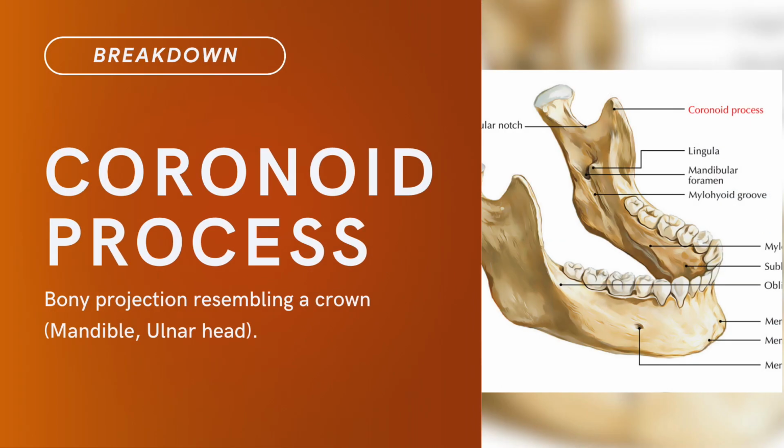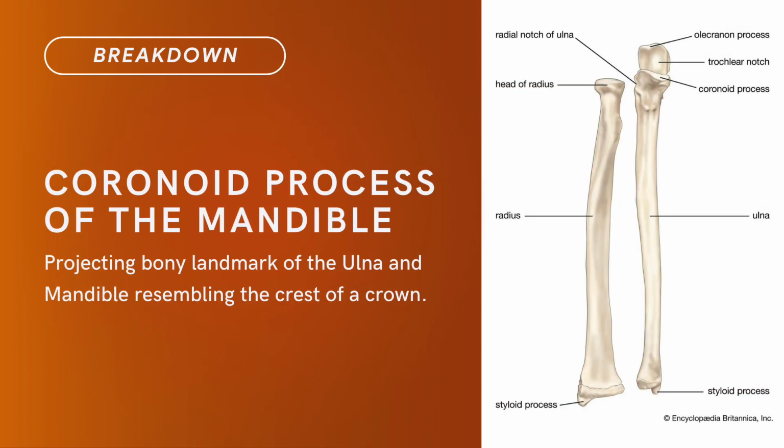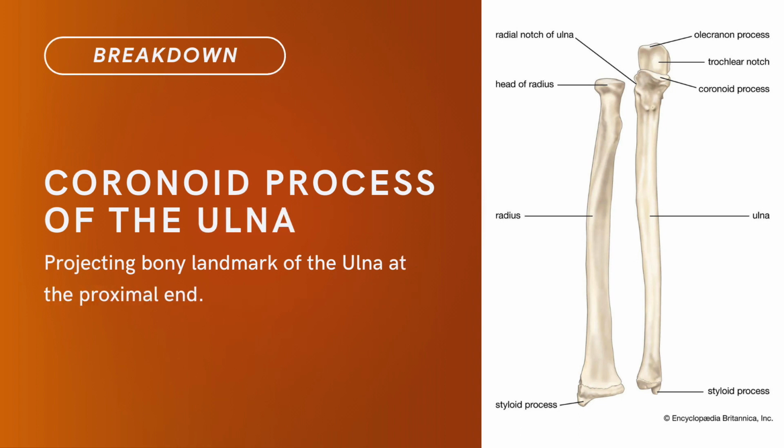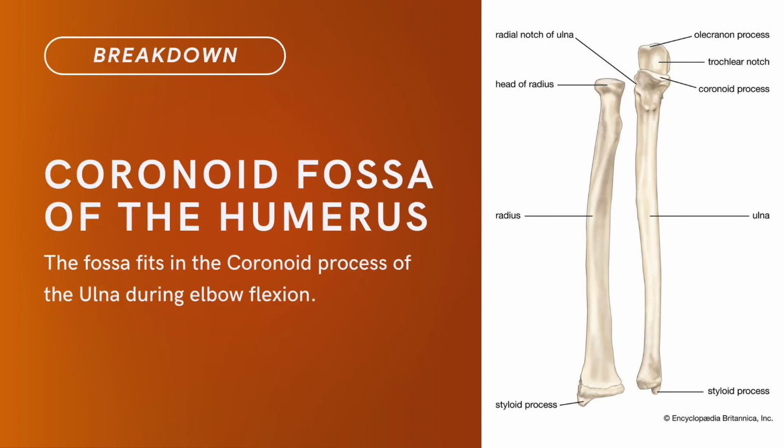Compound term, coronoid process. Brief definition: bony projection resembling a crown, the mandible and ulnar head. Next term, coronoid process of the mandible. Brief definition: projecting bony landmark of the ulna and mandible resembling the crest of a crown. Another related term, coronoid process of the ulna. Brief definition: projecting bony landmark of the ulna at the proximal end. Another related term, coronoid fossa of the humerus. Brief definition: the fossa fits the coronoid process of the ulna during elbow flexion.